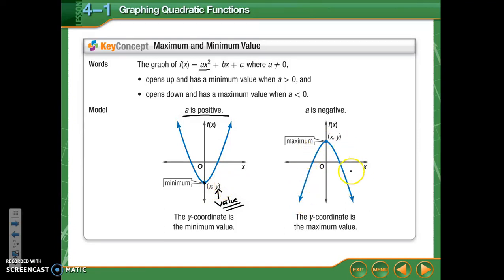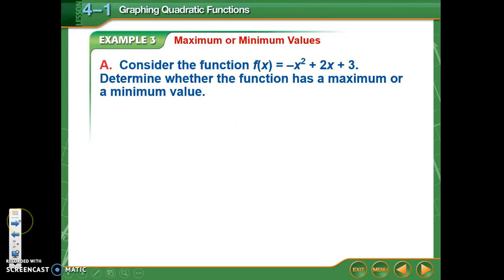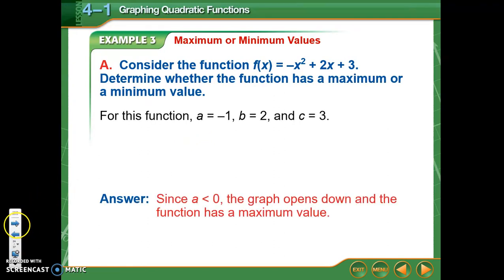If my parabola opens down, which happens when a is negative, so like negative 2x squared, then that vertex point is the maximum of my function because my function goes forever down on both sides. This is the highest it could ever get. And again, the y-coordinate is called the maximum value in that case. So let's look at an example here. We want to look at this function and we want to figure out if it has a maximum or a minimum value. To do that, we look at the a value.